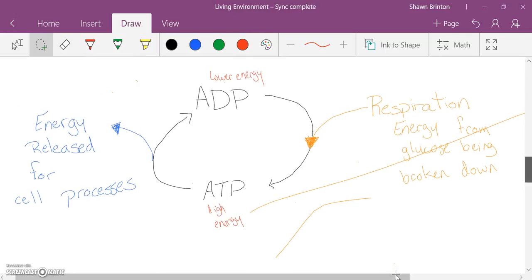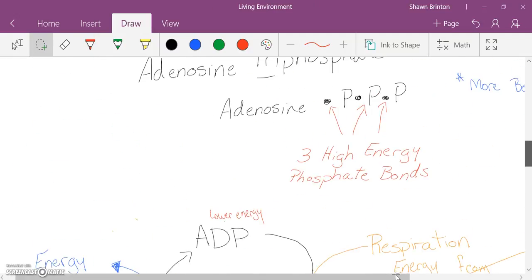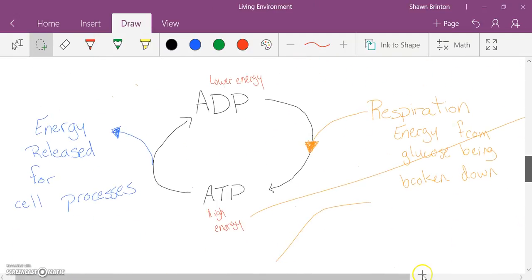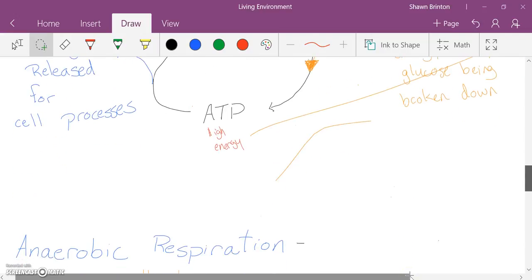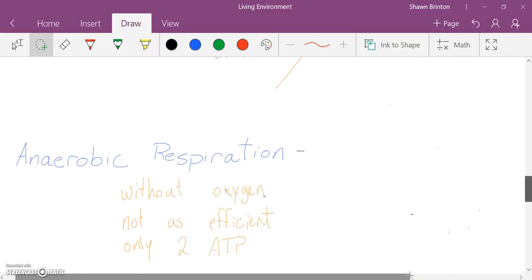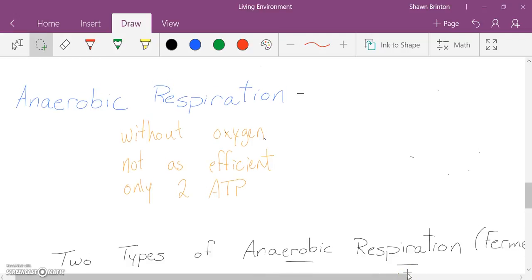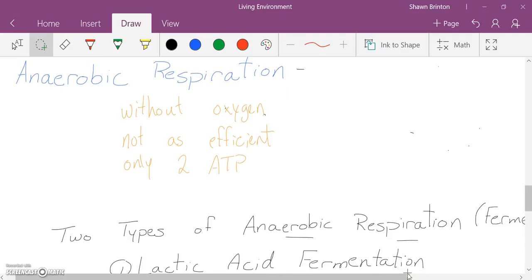Let's scroll down just a little bit more. So that's aerobic respiration. Actually, every cell uses this process, whether you do anaerobic or aerobic. Anaerobic is without oxygen. It's not as efficient, and it only produces 2 ATP.